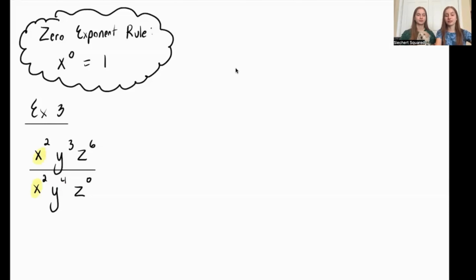So starting with the x's, we have an x squared divided by an x squared. So we're going to subtract the exponents. 2 minus 2 gives you a 0. So we end up with an x to the 0. So there's one of our 0 exponents.